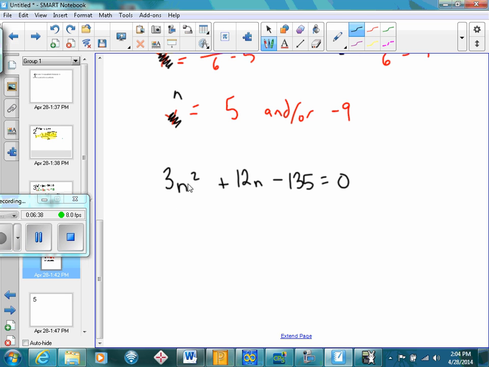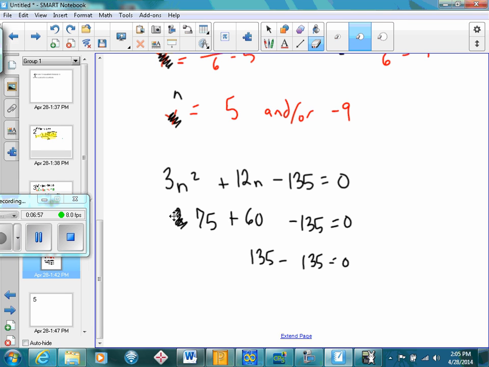So 5 squared is 25. 25 times 3 is 75. 5 times 12 is 60. So 75 and 60 is 135. 135 minus 135 is 0. So yeah, 5 is the solution.